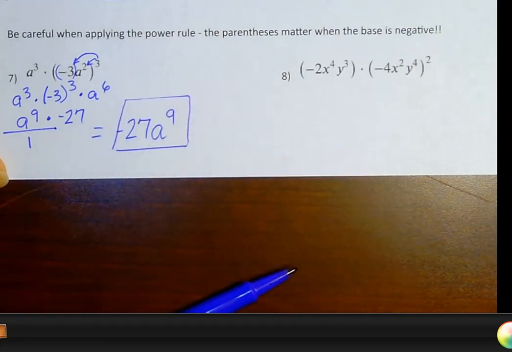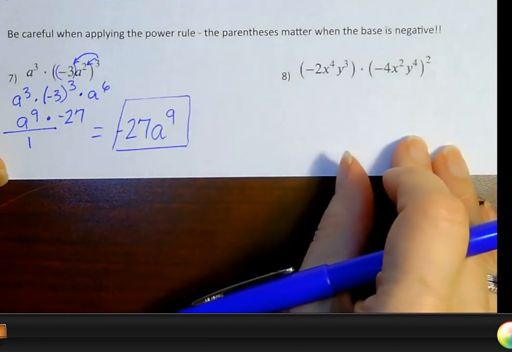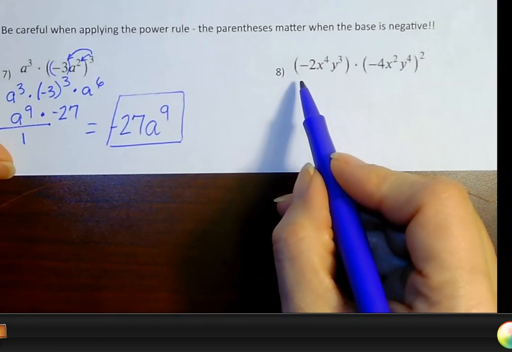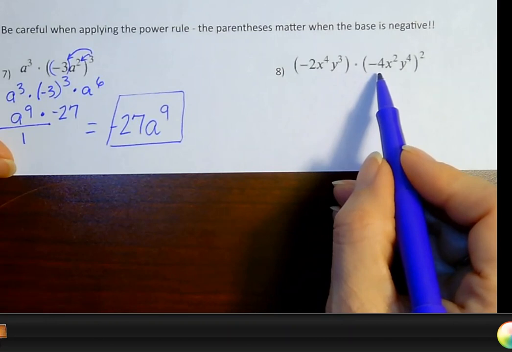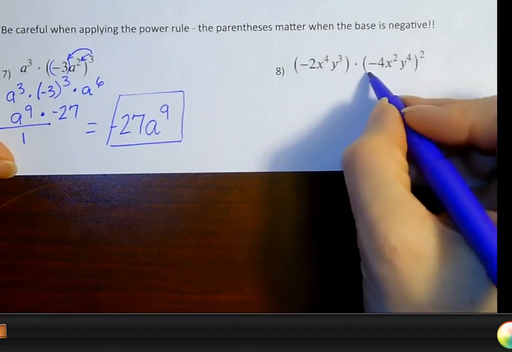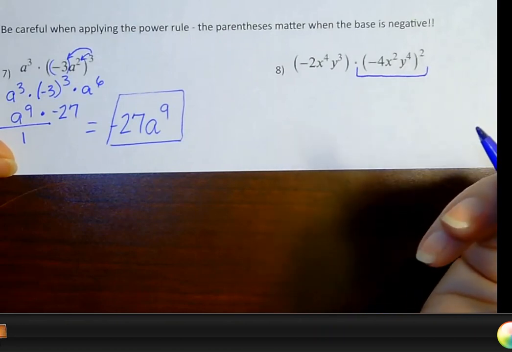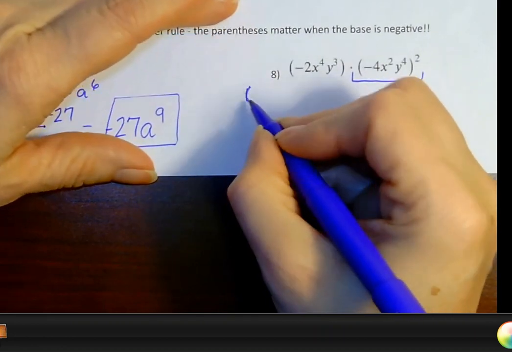Okay, let's take a look at our very last problem. Oh no, we might have more than this. Let's see. I have negative 2x to the 4th, y to the 3rd, all times negative 4x squared, y to the 4th, raised to the power of 2. I need to take care of this part first because I have an exponent. GEMDAS makes me do exponents first. So I'm just going to bring down that first part and not do anything to it yet.